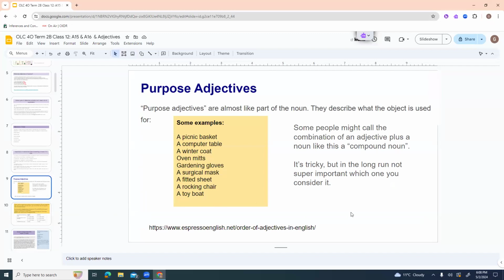Purpose adjectives. These are a tricky one. These ones are almost like a part of the noun, and they describe what the object is used for, or its purpose. Sometimes when you have ones that are very typical, what you end up doing is calling them what's called a compound noun. So sometimes it's tricky if you're looking at something where you think of that as more part of the name of it. It's not super important as long as you're aware that there can be some discussion of it. If I say add some adjectives and you weren't thinking of that as an adjective, that kind of thing.